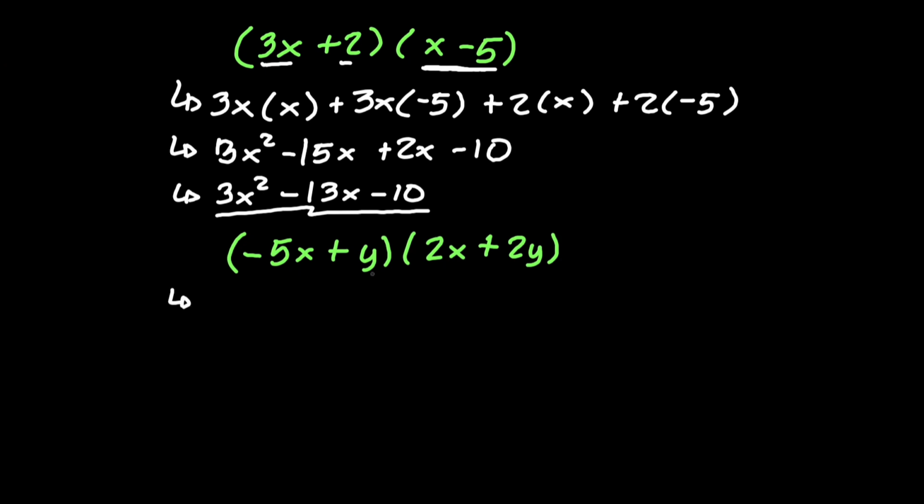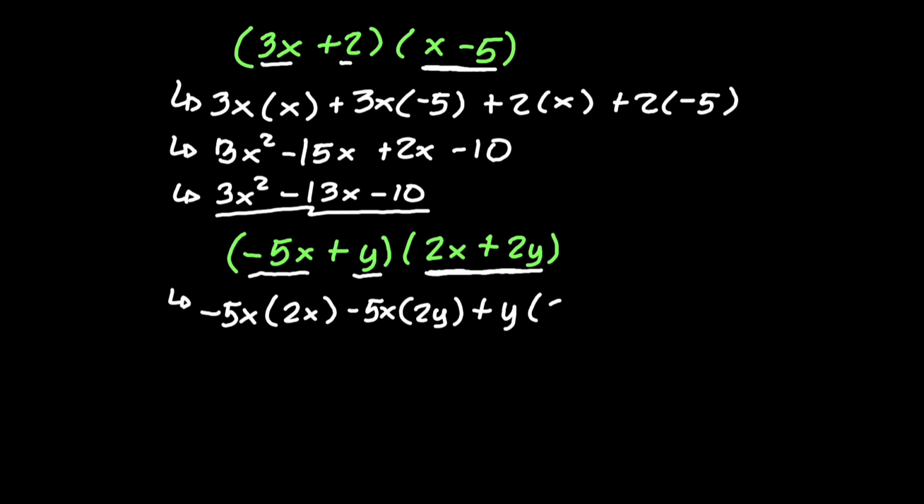Negative 5x plus y multiplied by 2x plus 2y. So once again, focus on negative 5x and multiply this amongst 2x plus 2y. So it would be negative 5x multiplied by 2x, minus 5x multiplied by 2y. And after that, multiply y amongst these two, which would be 2x plus 2y. So it would be plus y multiplied by 2x plus y multiplied by 2y.